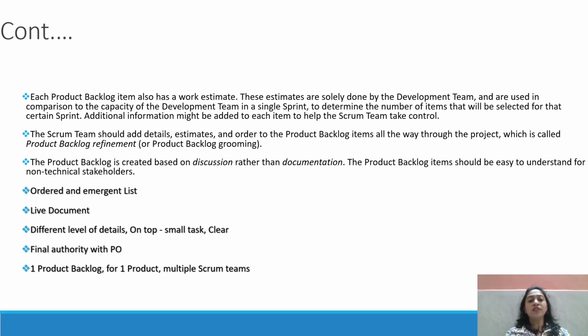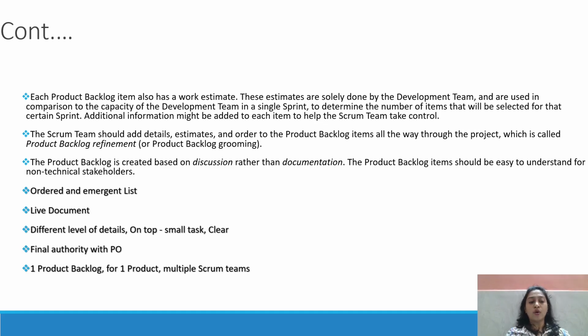Additional information might be added to each item to help the Scrum team take control. The Scrum team should add the details, estimates, and order to the product backlog items all the way through the project, which is called product backlog refinement, or product backlog grooming also. We can say both are the same. The product backlog is created based on discussion rather than documentation. The product backlog items should be easy to understand for non-technical stakeholders.